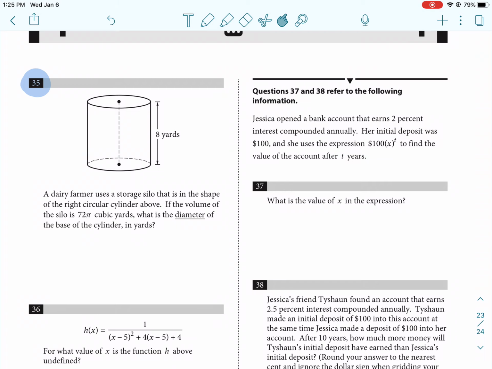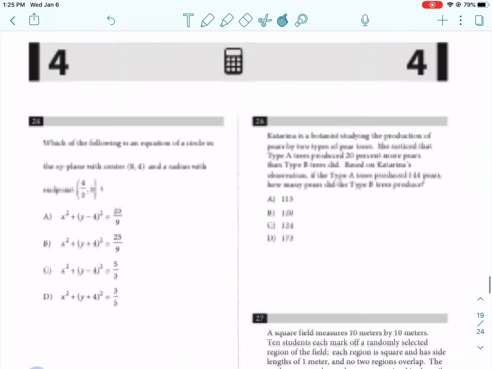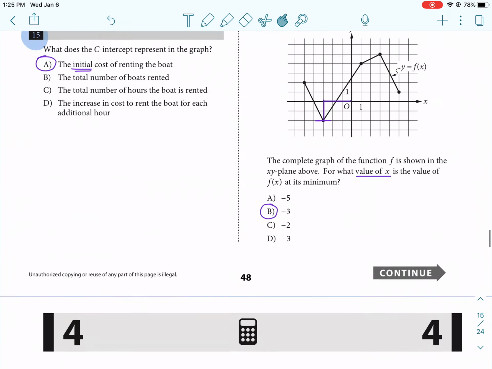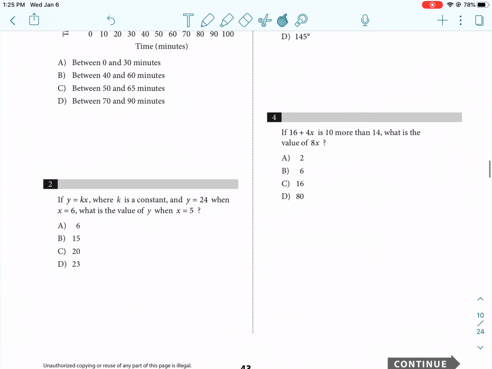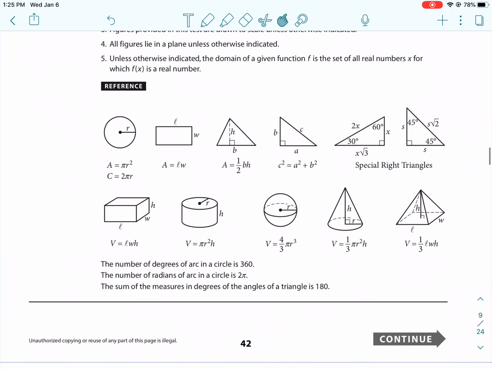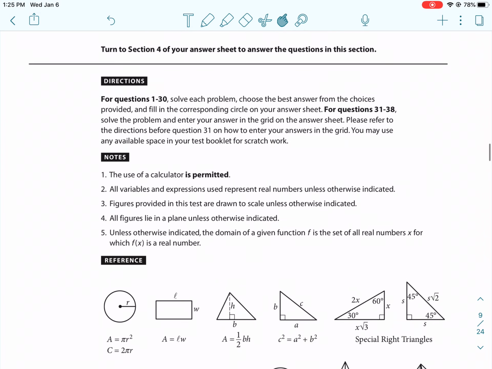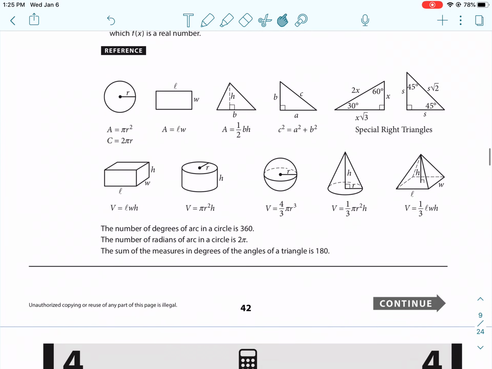The good thing about the SAT is they give you some formulas, which is fantastic. They give us the volume of a cylinder. You just have to be able to find it. Here it is. Don't panic and think you need to memorize these. If it helps you, volume is always area of the base times the height.